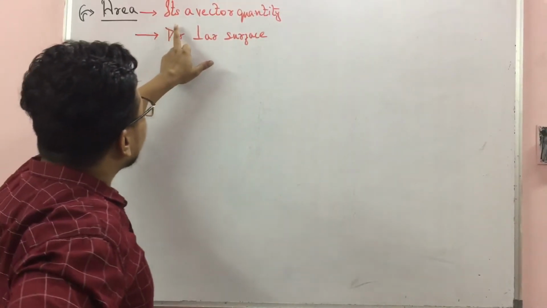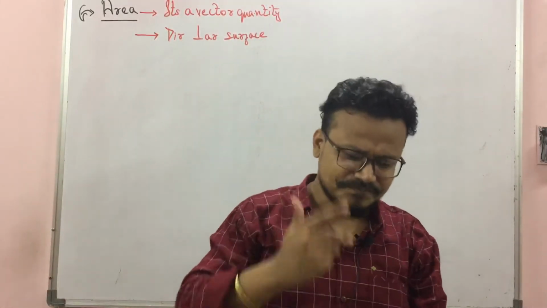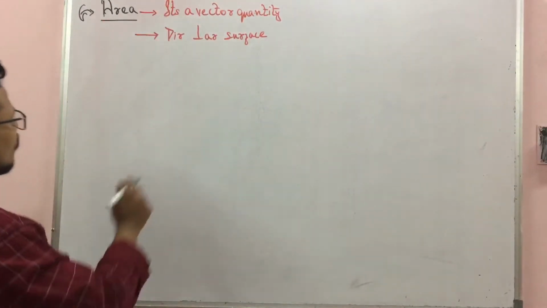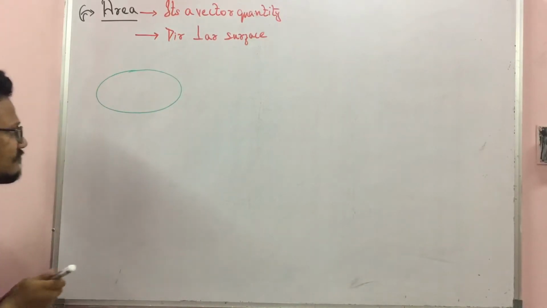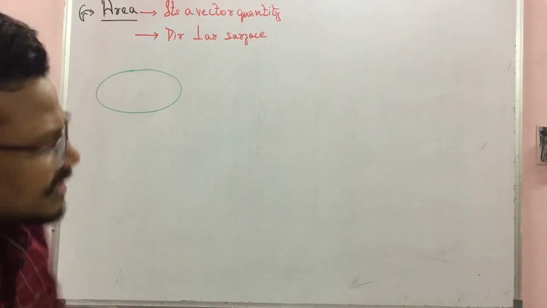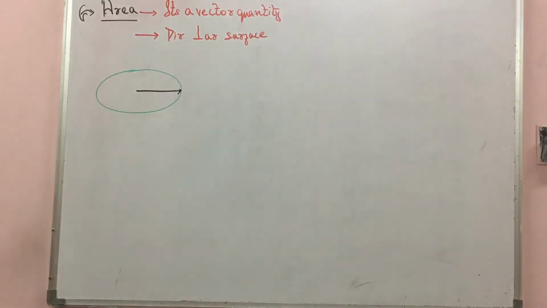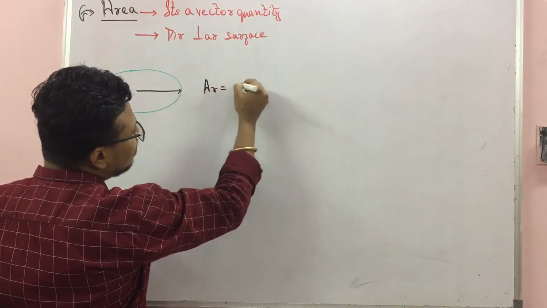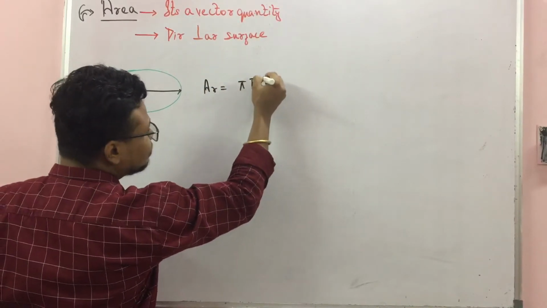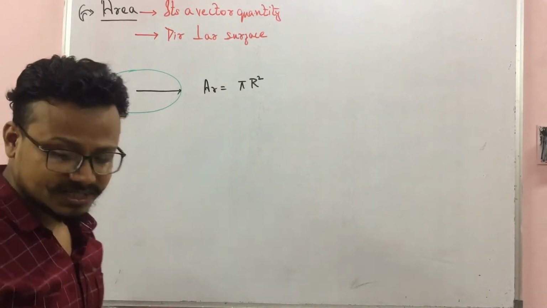Now listen properly. It is a vector quantity, and its direction will be perpendicular to the surface. What does perpendicular to the surface mean? Like I have taken this area, an area of radius r. This is a circle. What will be the area of the circle? The area of the circle is equal to pi r square.